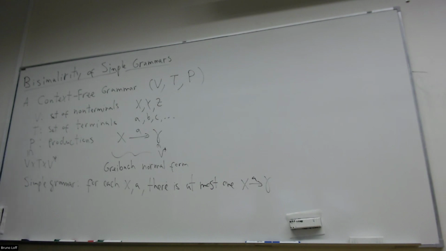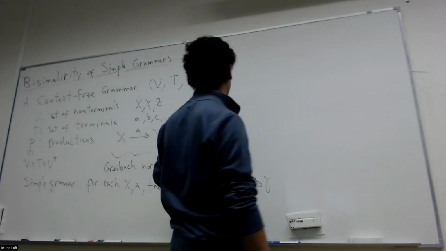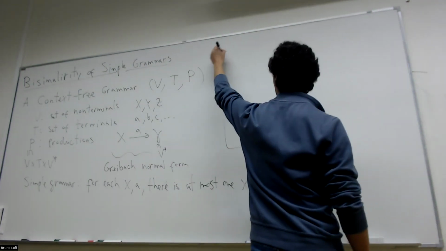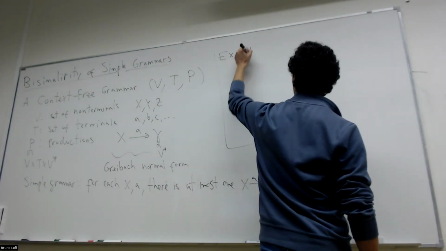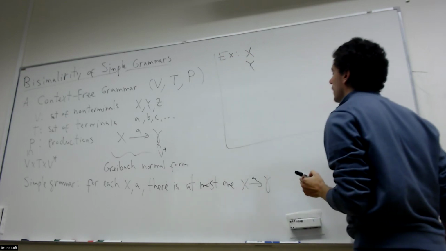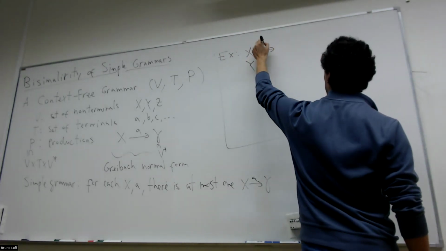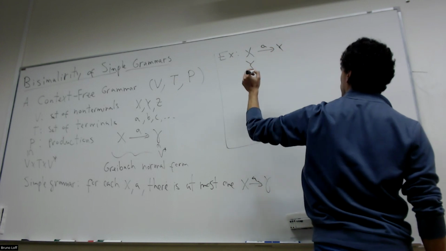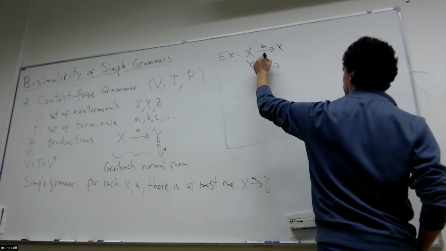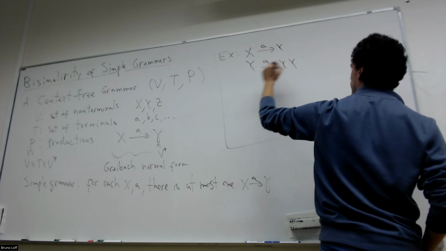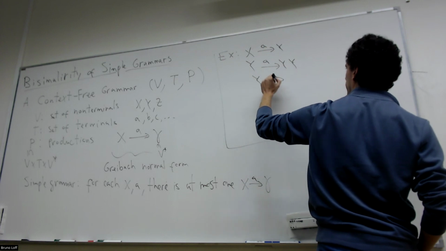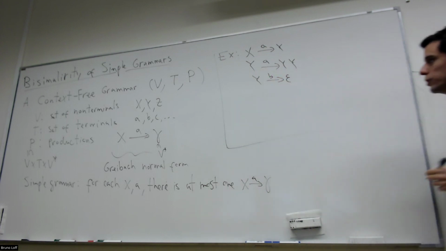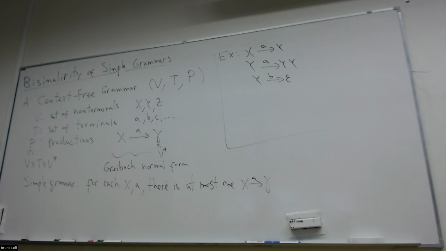Cool. Okay, so let me just show a brief example of the things that you can do with context-free grammars. So, for example, let's say you have two non-terminals, X and Y, and let's say from X you can transition to Y by A, and from Y, you can either transition to YY by A or to the empty word by B. Now let's think about the words that we can reach from X.